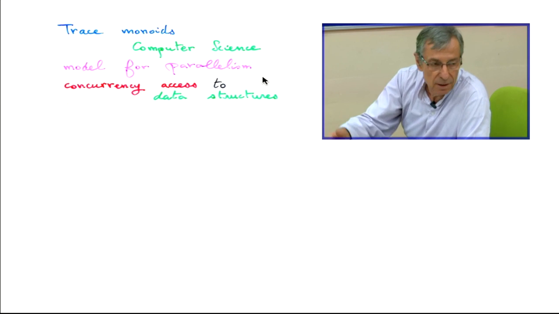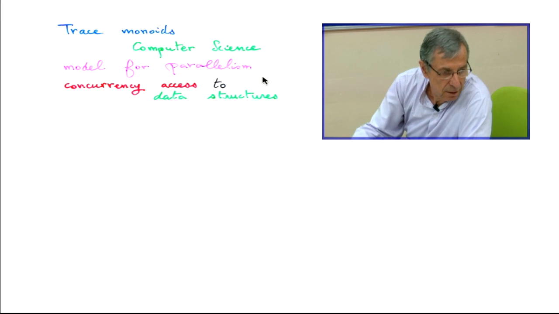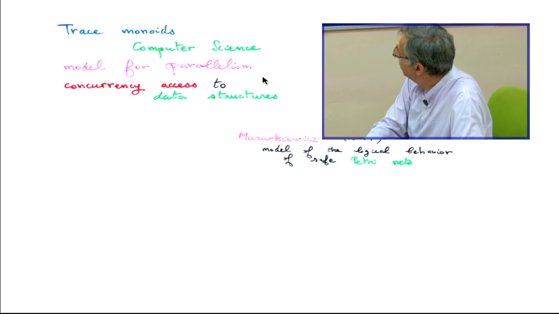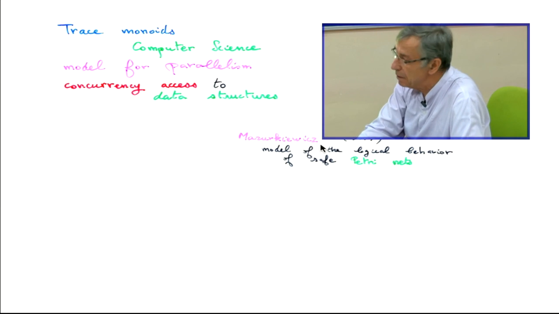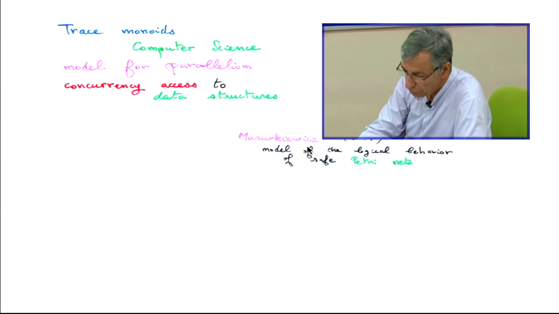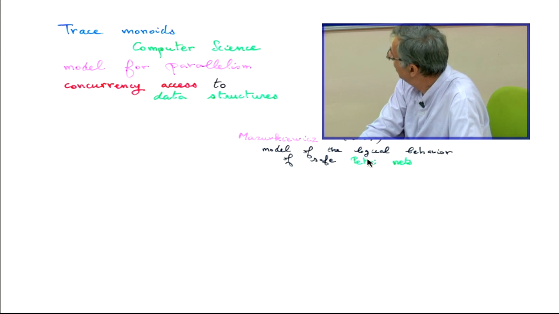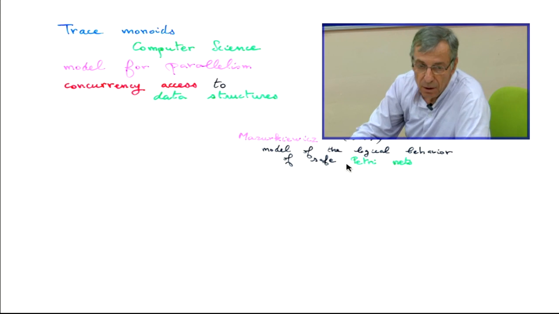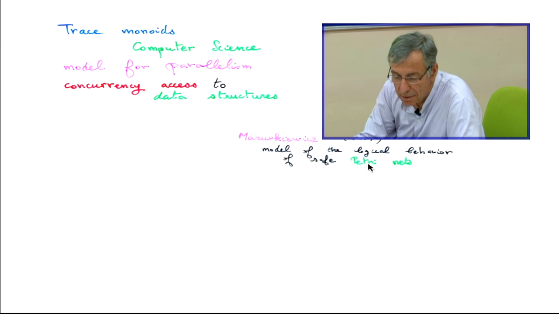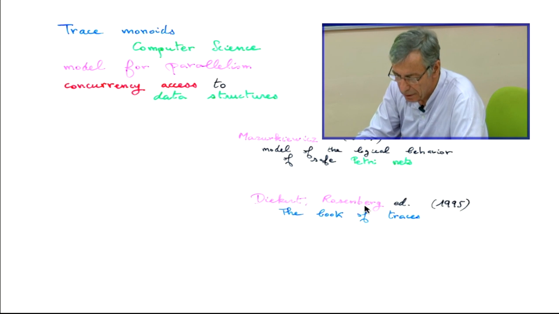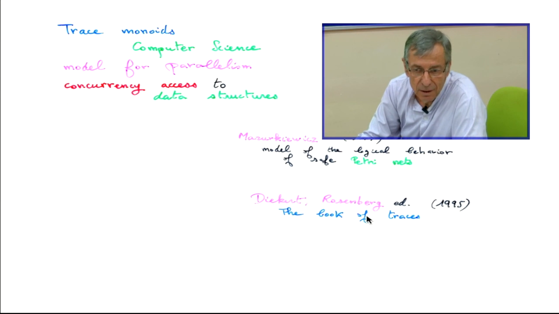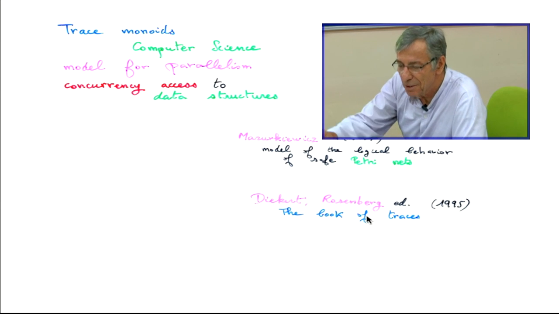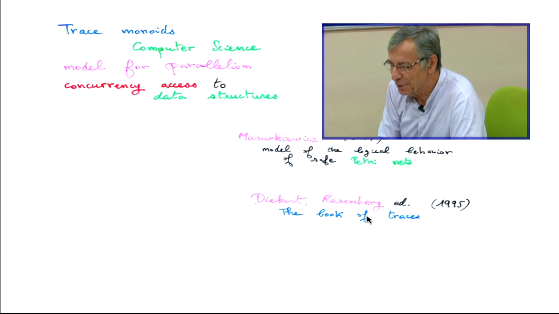So this has been, in theoretical computer science, in language theory, a model with many papers, like Mazurkiewicz, who introduced this in 1977. It's a model for the logical behavior of Petri nets, but there are many papers in computer science, and we had a book in 1995 which is called the Book of Traces, with many chapters in a theoretical computer science way.